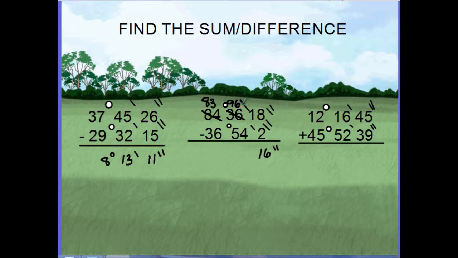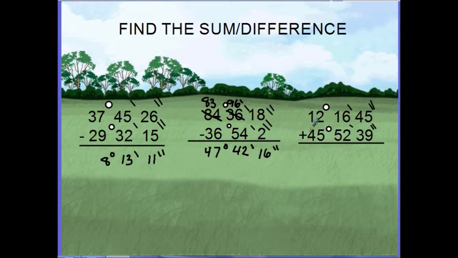And now we can subtract. 96 minus 54 is going to give me 42 minutes. And then 83 minus 36 is going to give me 47 degrees. 47 degrees, 42 minutes, 16 seconds. Now, for our last one, here we go.